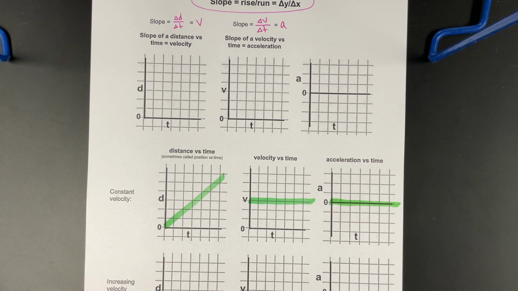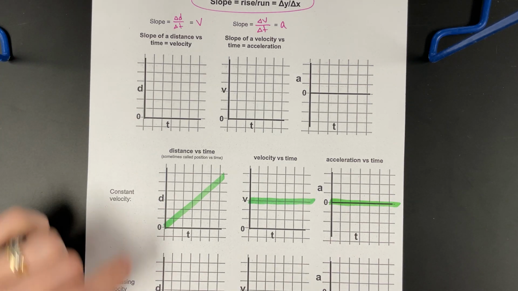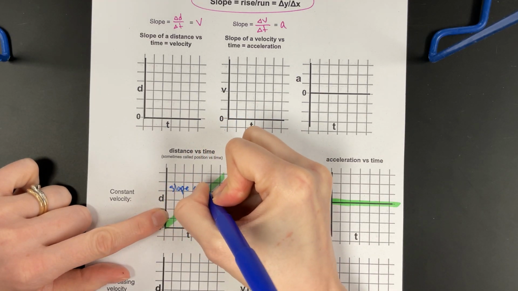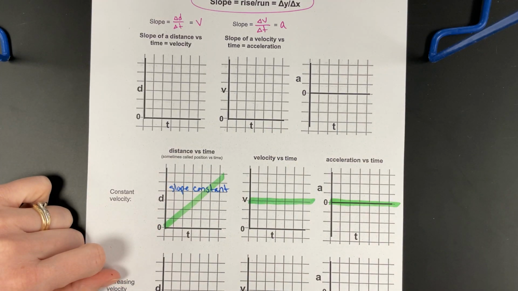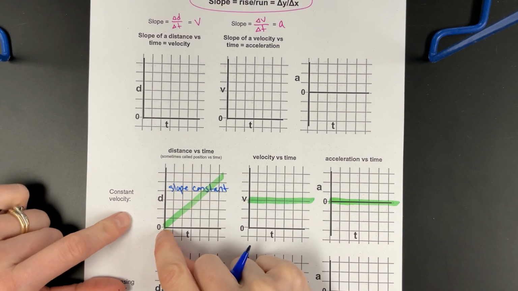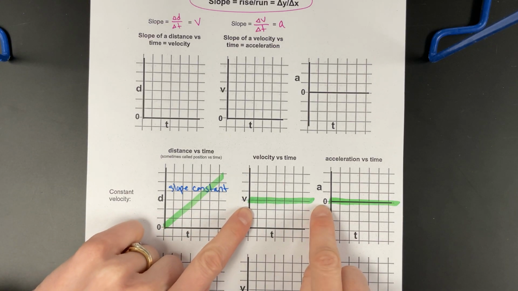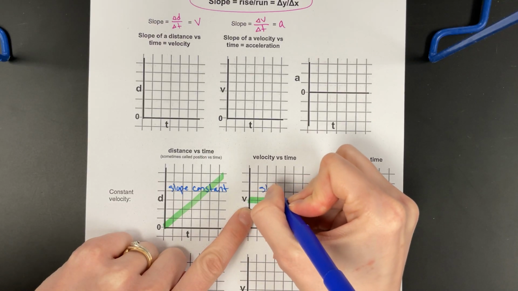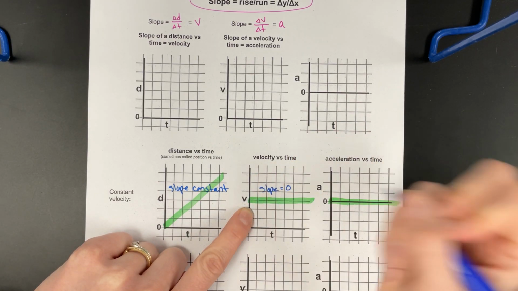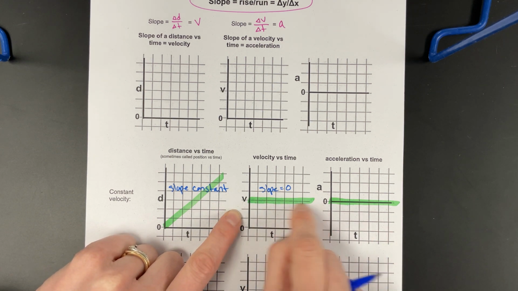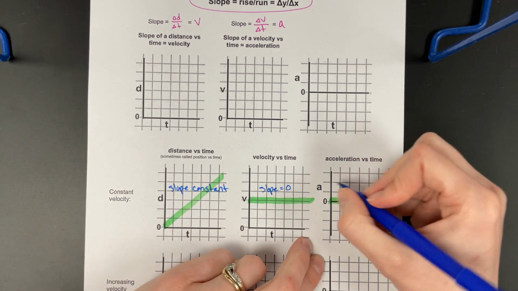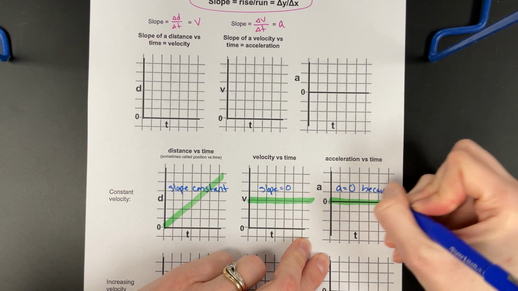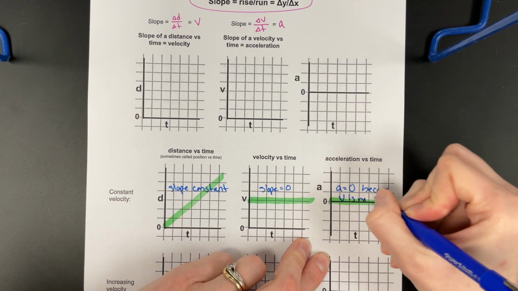I'm going to add a couple notes on here. So if the velocity is constant, that means that the slope is constant. Well, if the slope is constant because it's moving at a constant velocity, well, then the velocity isn't changing. And if the velocity isn't changing, well, then the slope of this one is 0. It's a flat line because the velocity is staying the same, which means the acceleration is going to be 0 because the velocity is not changing.